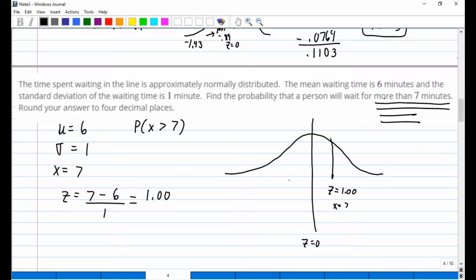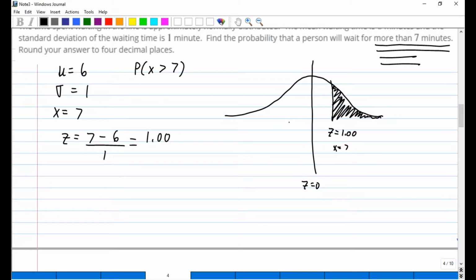Now, since this is a more than or a greater than problem, I want to take the area to the right. That's what greater than means for us with probabilities. I told you that's not the way that our tables work, though. So what we have to do here is say 1 minus the probability that, and now I can put my z in here if I want to, Z is greater than 1.00. You could put the x there, but that means the exact same thing.